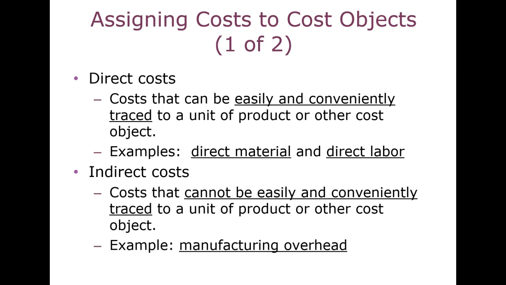Let's talk about assigning cost to cost objects. On this page, you can see there are 2 main areas we're going to talk about: direct cost and then indirect cost. Now, direct costs are costs that can be easily and conveniently traced to a unit of product or other cost object. Examples of direct cost include direct material and direct labor, and these would be in the manufacturing environment. Indirect costs are costs that cannot be easily and conveniently traced to a unit of product or other cost object. Here, an example is manufacturing overhead.